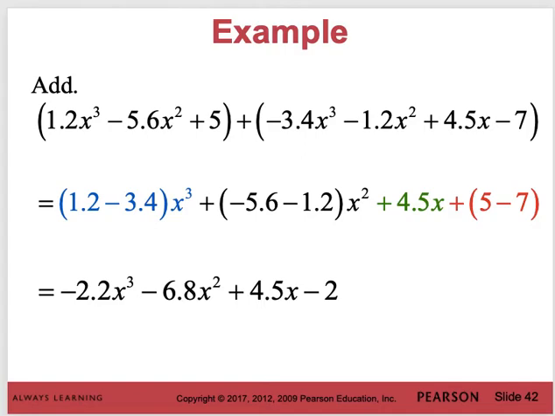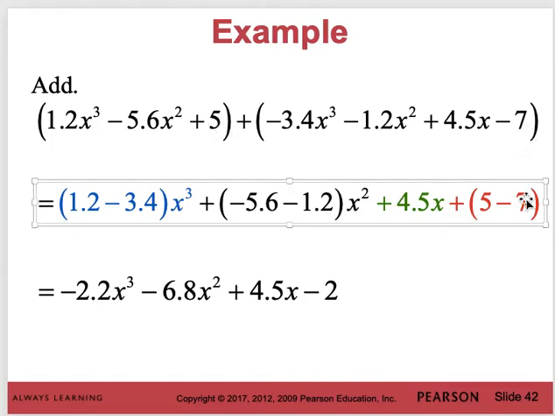Here is another example where we're adding and we want to look at common exponents and put them together. So the first exponent here is x to the third power. We'll combine that with negative 3.4x to the third power. Next, we can combine our x squares. So we have negative 5.6x squared minus 1.2x squared plus 4.5x, which is the only one that has just x to the first power, plus a positive 5 minus 7. And then we can combine those.